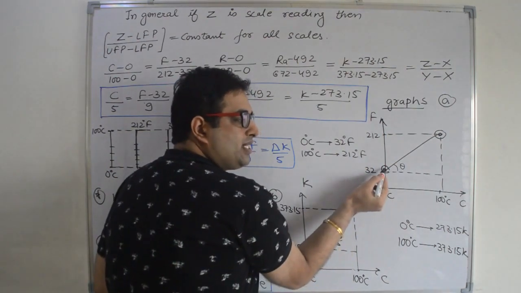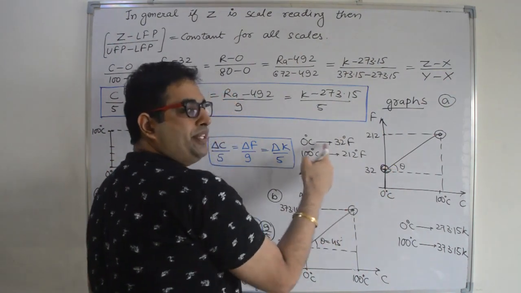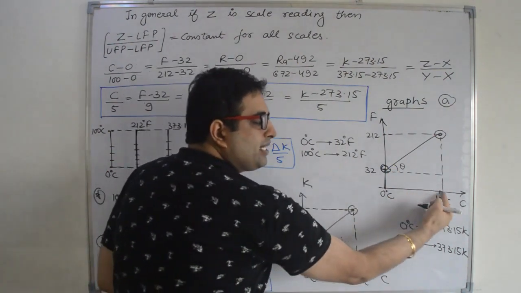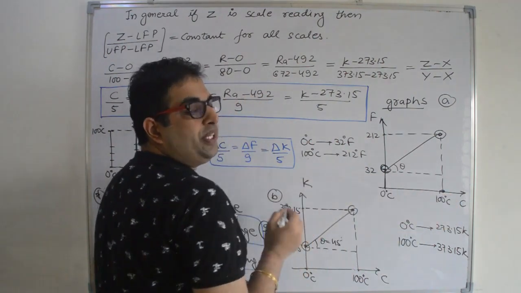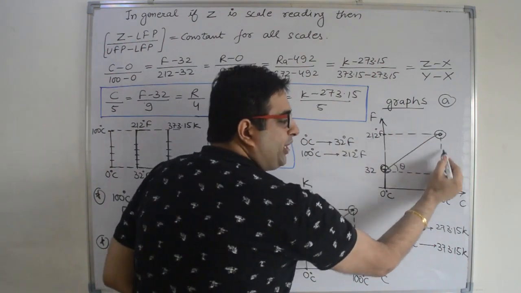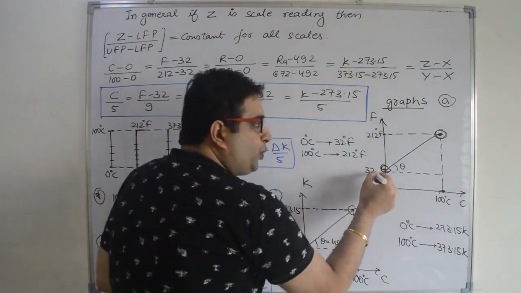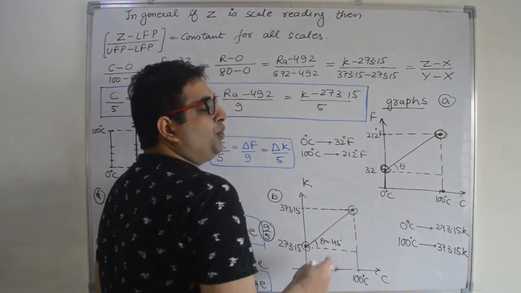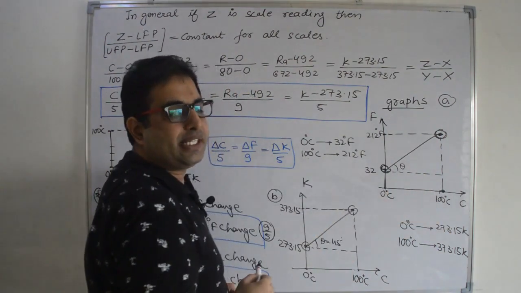0 degree Celsius and this is 32. So this is the point for this condition. 100 degree Celsius temperature is equivalent to 212 degree Fahrenheit. So the common point for 100 and 212 is this point. If you connect these 2 points, you will get the graph between degree Fahrenheit and degree Celsius.